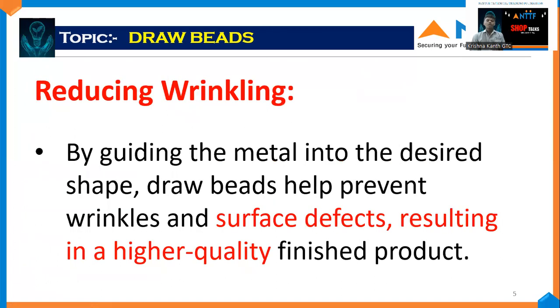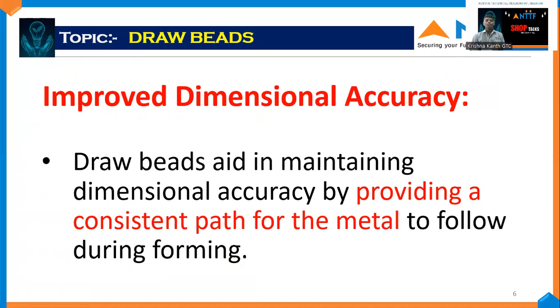Reducing wrinkling. Drawbits reduce the wrinkling and it gives a high surface finish quality. Improved dimensional accuracy. Drawbits improves the dimension very accurately and provides a consistent part for the sheet metal to follow during forming operation.